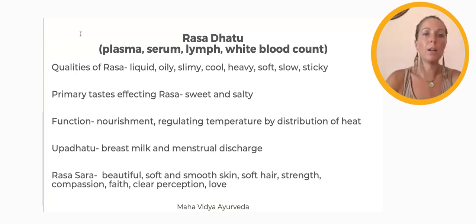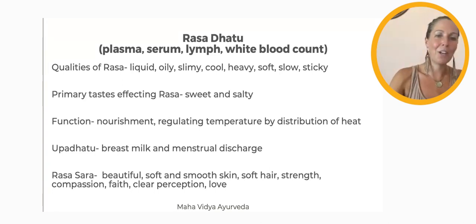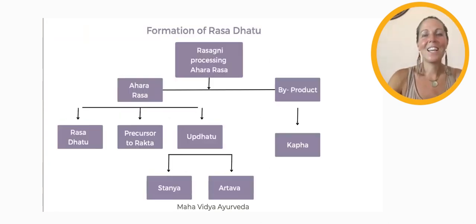The function of rasa is nourishment, regulating temperature by distribution of heat in the body. The updhatu or subdhatu is breast milk and menstrual discharge. And the rasa sara, or the most positive expression of rasa, is a beautiful, soft and smooth skin, soft hair, strength, compassion, faith, clear perception, and love. Okay, all very kaphic things.